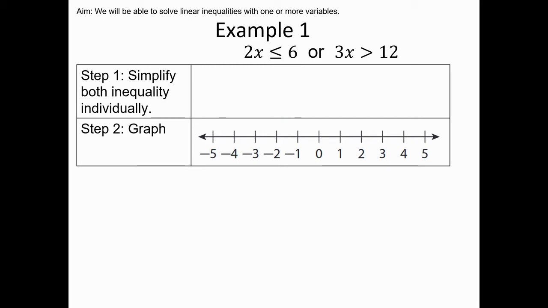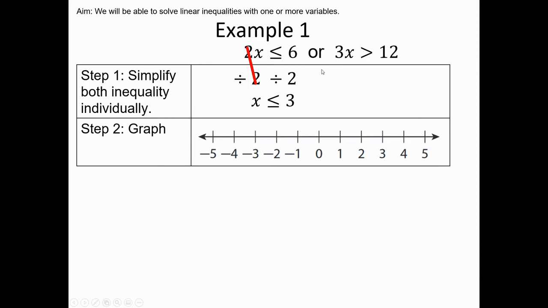If you're ever given two inequalities and it's OR, what you have to do is solve them separately. So on the left side, I have 2x is less than or equal to 6. I should just divide by 2 because that's going to cancel out right there. And 6 divided by 2 is 3. So I have x is less than or equal to 3. That's good so far.